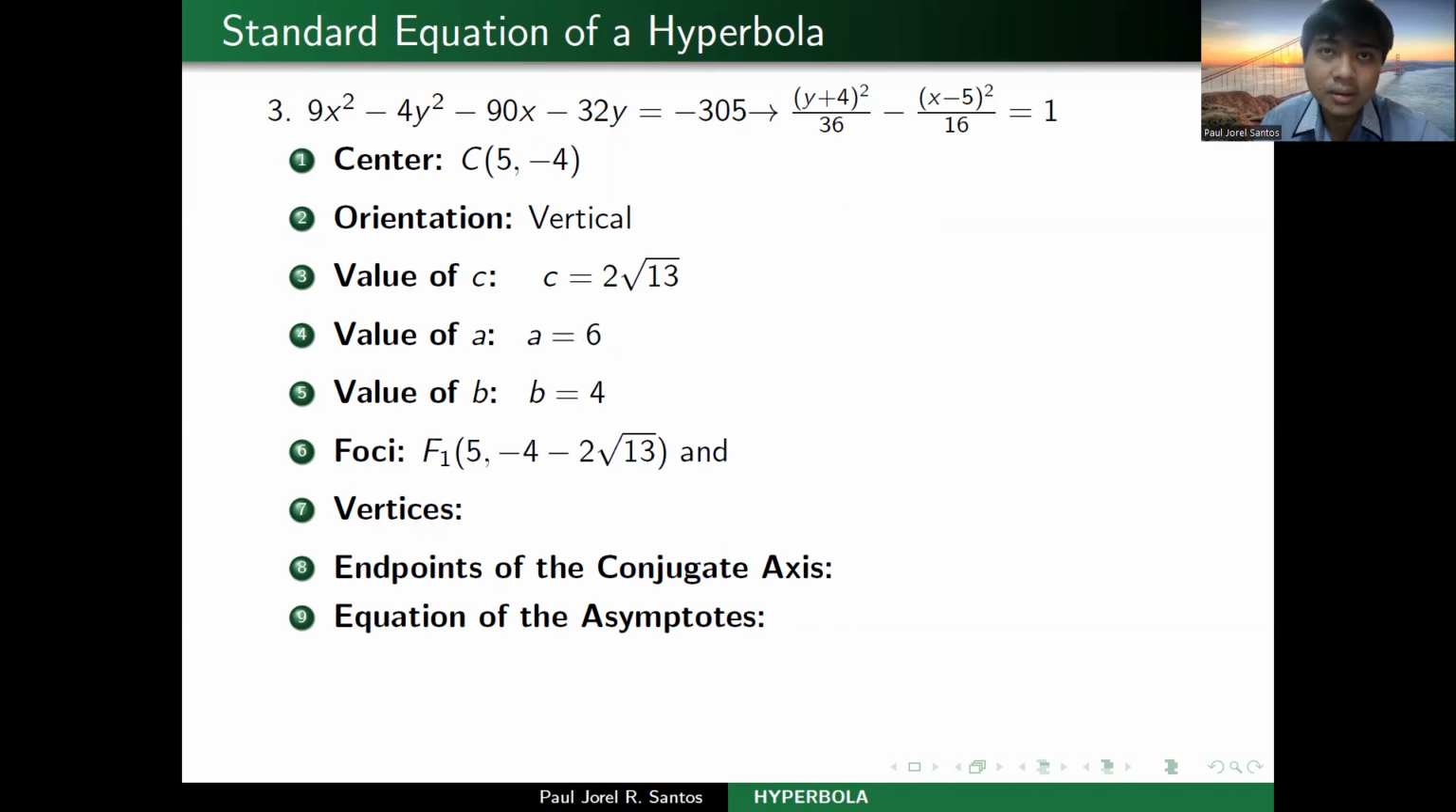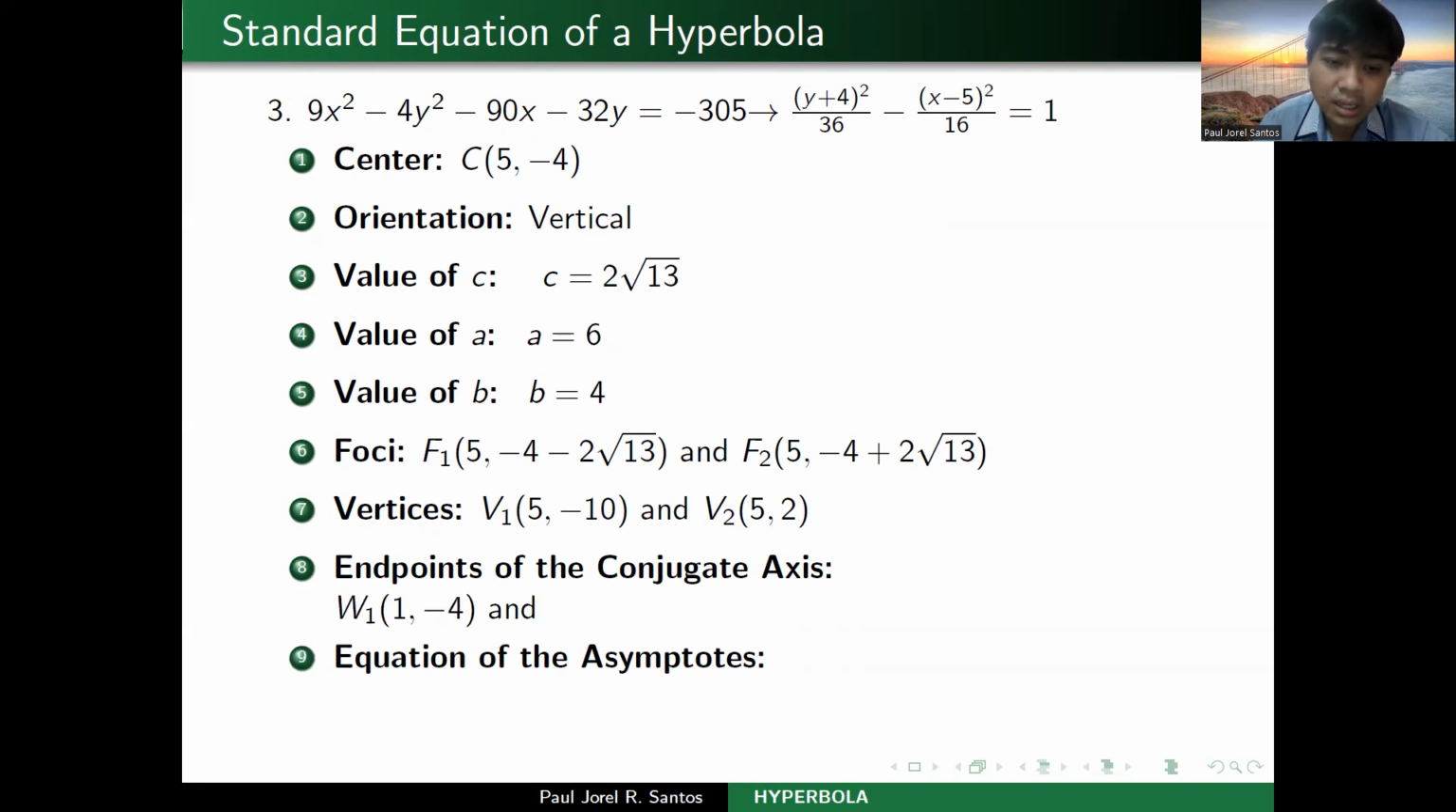Foci are located at (5, negative 4 minus 2 square root of 13) and (5, negative 4 plus 2 square root of 13). And the vertices are located at (5, negative 10) and (5, 2). The endpoints of the conjugate axis are located at (1, negative 4) and (9, negative 4). And the equations of the asymptotes are y equals 3 halves x minus 23 halves, and y equals negative 3 halves x plus 7 halves.